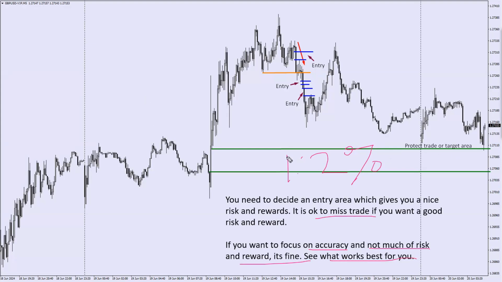But like I said, you need to have very high accuracy if you want to take targets that are much less than your risk. Okay, so hopefully this sharing can help you understand how to deal with this, the trade that just happened.